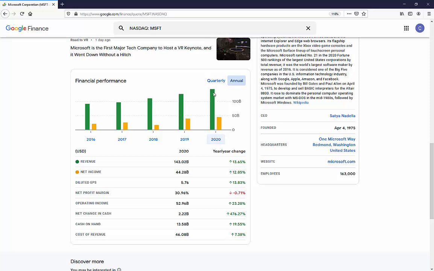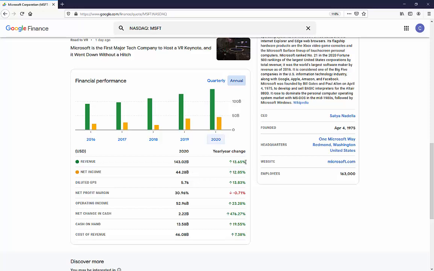And so notice that the revenue numbers have been increasing year over year over year, and earnings have done a pretty good job of increasing as well. They made almost 50 billion in profits and net income. In fact, if you look down here at yellow, it's at 44.2 billion in profit on 143 billion in revenue. That tells you they spent almost 100 billion in expenses, but they made a nice profit there.